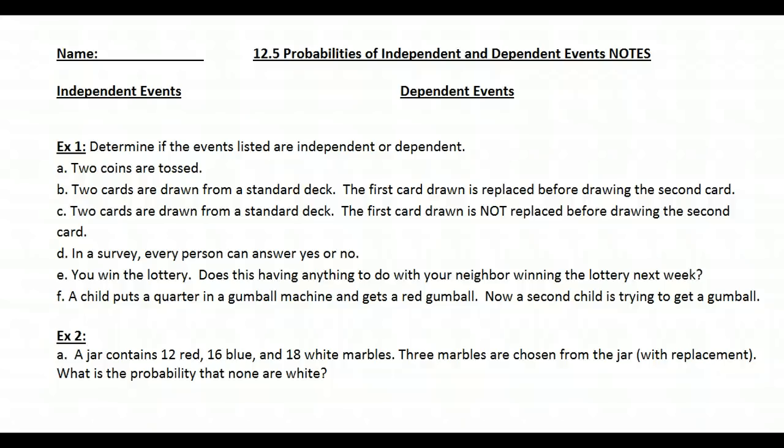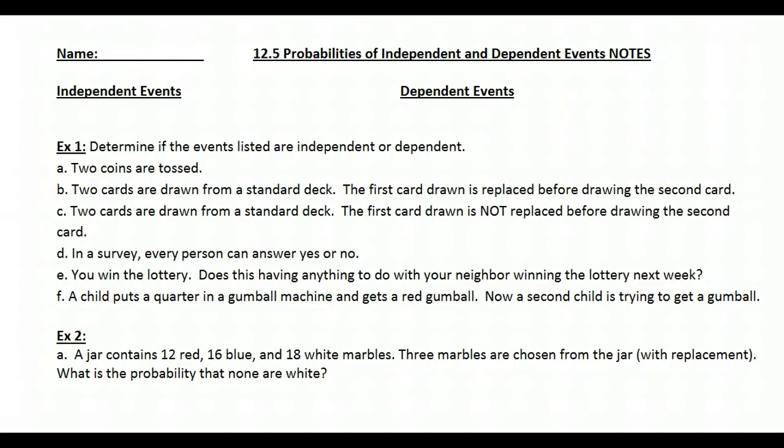Hey everybody, welcome to 12.5 Probabilities of Independent and Dependent Events. So I want to just remind you, we learned in 12.4 about something called a compound event. A compound event was when you are only doing a single card draw or a single dice roll or a single coin flip or something like that, but you're happy with two different outcomes. So for example, if I drew a card, I'd be happy with a king or a queen. That was a compound event that we learned in 12.4.